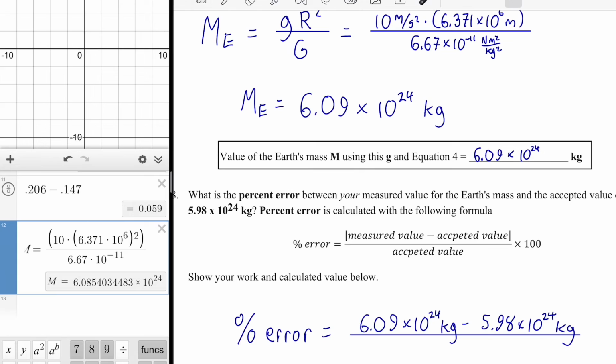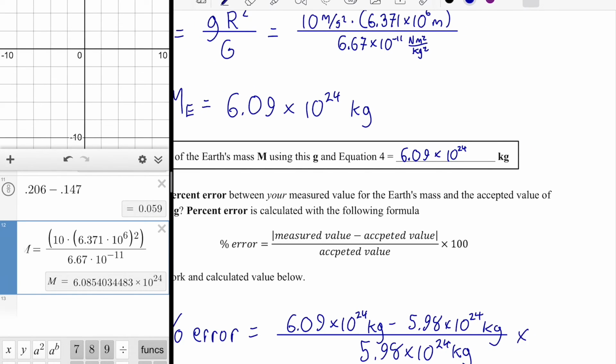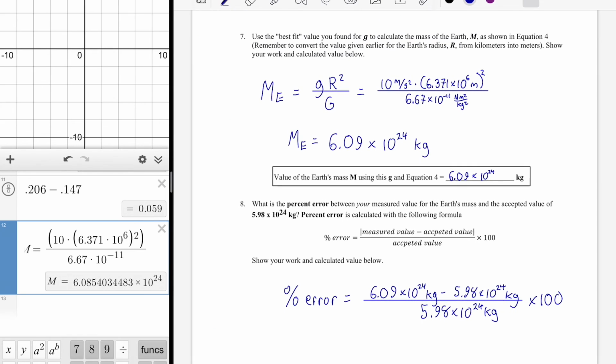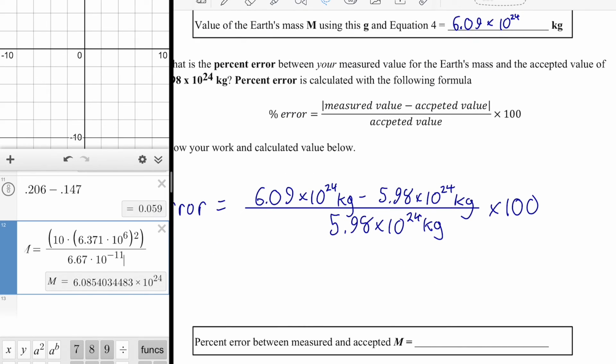By the way, that would be a trillion, right? Because 10 to the 12 is a trillion. And then we'll just divide by the accepted. Remember, the accepted always goes in the denominator when you're doing one of these percent error calculations, not the measured. The measured does not go in the denominator. And then we multiply by 100, because otherwise it would be a proportion rather than a percent. Let's see what we get for that. I'm just going to write it down here, because that's where you want to put the percent error.